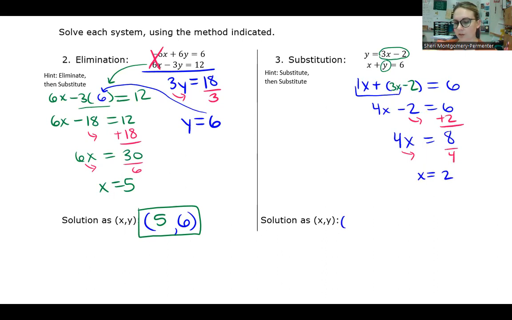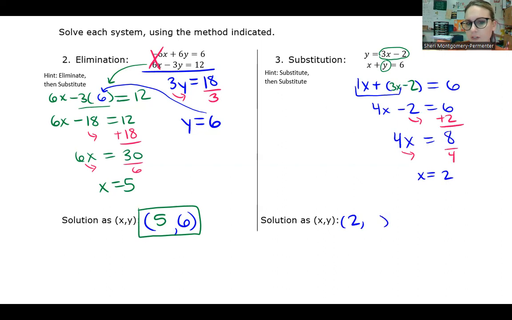2. So if my answer is x comma y, I know that the first part is 2. Now what? I know what x is equal to. Now what? Plug it in. Substitute again. Which equation is going to be easier for me to do this? I want to know y equals. It's already as y equals, so let's plug into the first one.